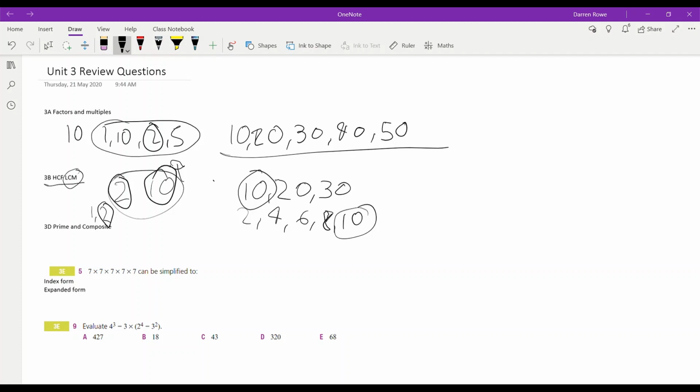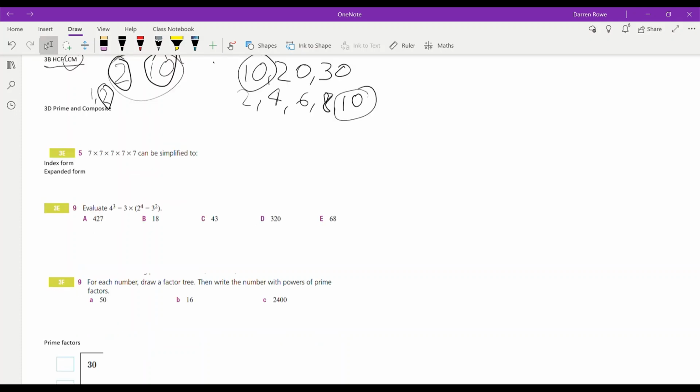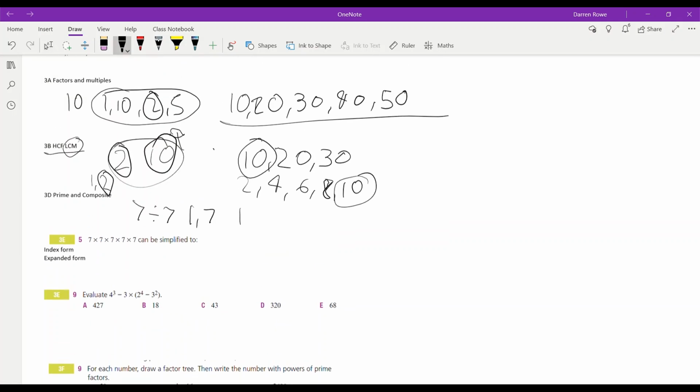So prime numbers are any number that doesn't have any more factors than 1 and itself. So prime numbers are numbers that only have two things that can be divided by, 1 and itself. So 7 can only be divided by 7 or by 1. So the only factors of 7 are 1 and 7. They're the only factors. 10, for example, has all those factors up here, but 7 only has 2. So you know that's a prime number.